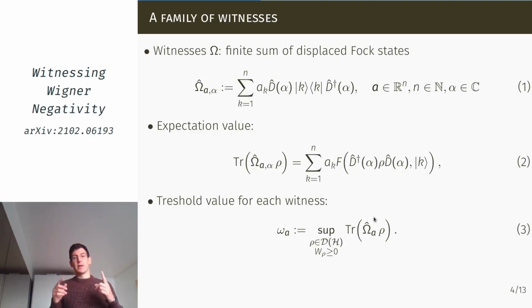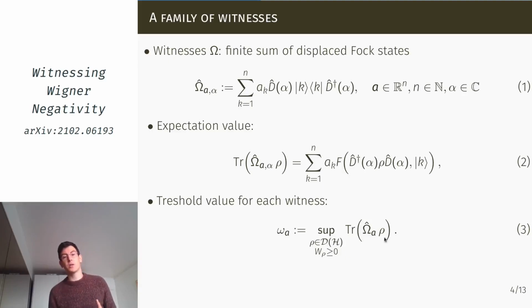And remember that together with a witness big omega, you have to compute a value little omega, which gives the hyperplane, if you want, in the picture I showed earlier. And so the computation of little omega is as follows. You try to maximize the expectation value over quantum states, such that this quantum state is Wigner positive. And note that we don't have the dependence on the displacement alpha, because Fock states are rotation invariant. So you can also get rid of this displacement operator.